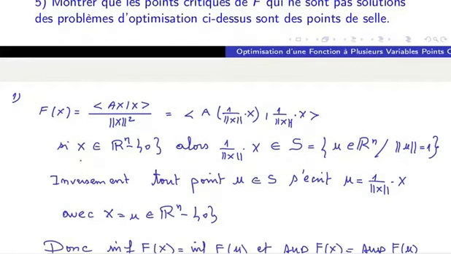So note that if x is in Rn excluding 0, the vector 1 over the norm of x times x is normalized. It lies on the sphere S, defined by S equals the set of vectors u in Rn such that the norm of u equals 1. Conversely, any vector u from S can be written in this form: u equals 1 over the norm of x times x. It is enough to take x equal to u, which is indeed in Rn excluding 0.